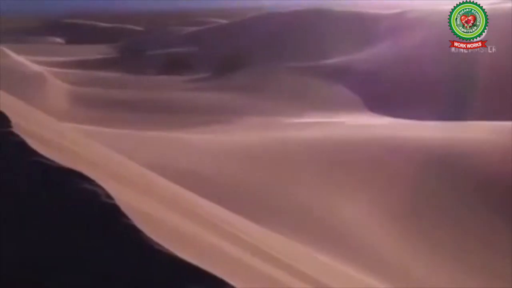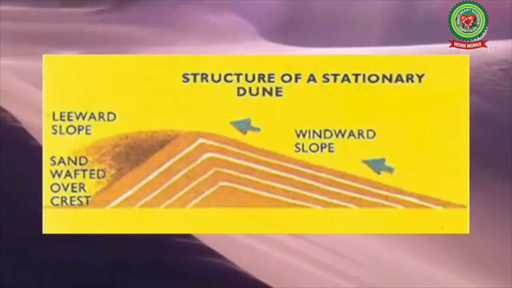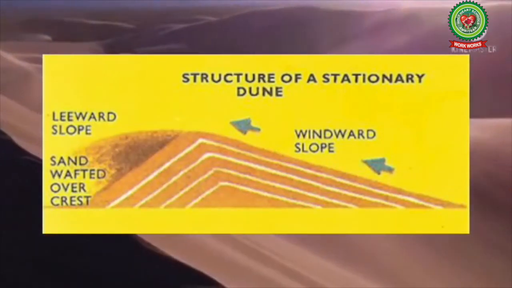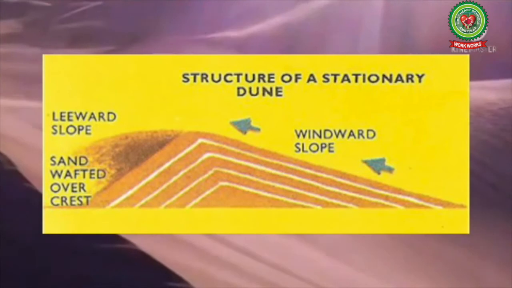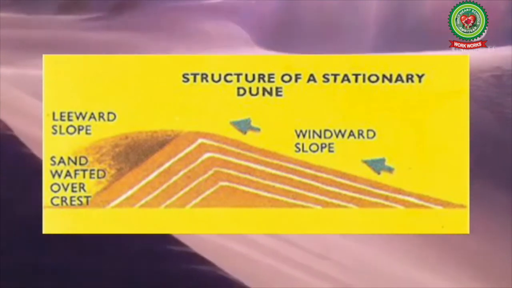When the carrying capacity of sand-laden wind is reduced due to the reduction of its speed, it deposits its material whenever some obstacle comes in its way. The obstacle may be a bush, a rise in the ground, a boulder, a house, or even the skeleton of a dead camel. The dune has a long and gentle windward slope and a much steeper leeward slope. The height of sand dunes varies from a few meters to about 150 meters.